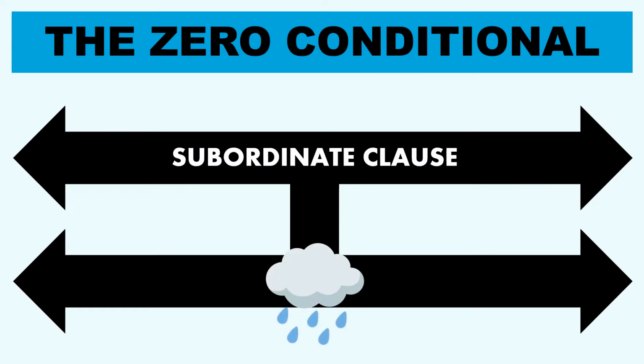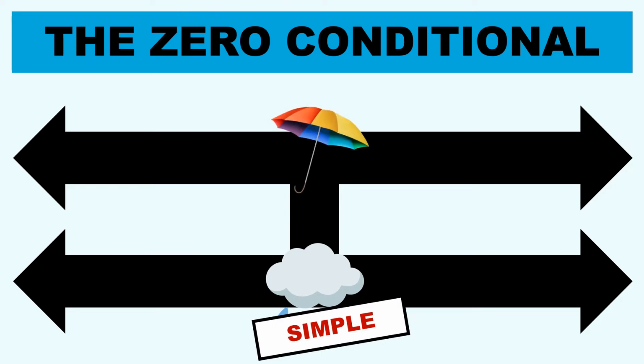On our timeline, we begin with the independent clause. The rain is only a problem, what? In simple tense, if, simple tense, you don't want to get wet.